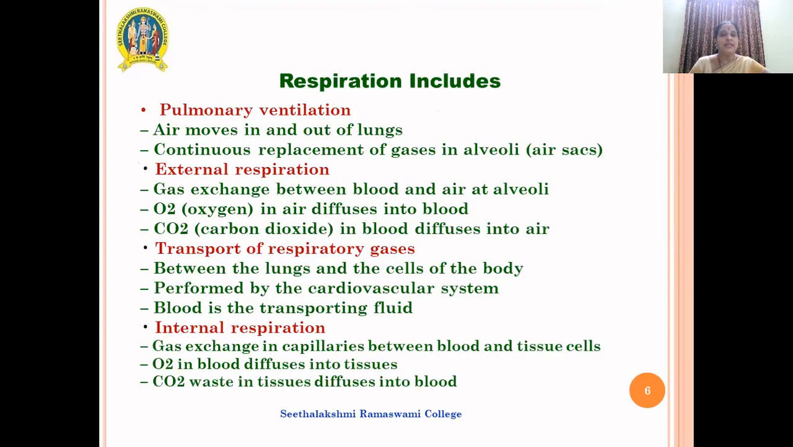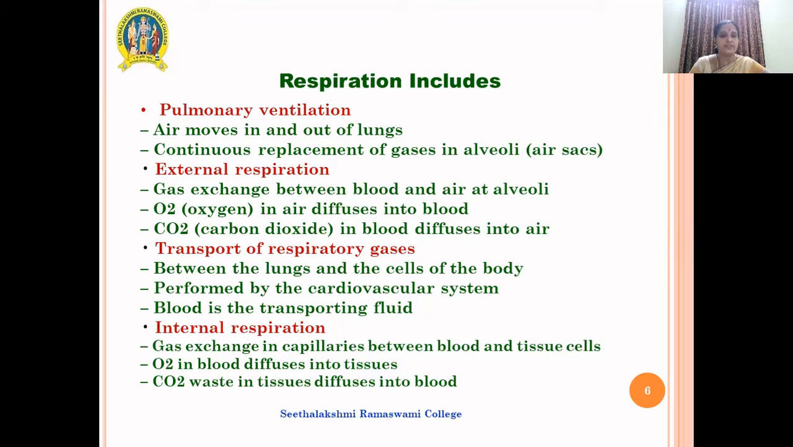So we can classify this respiration process as including pulmonary ventilation, wherein the air moves in and out of the lungs, with continuous replacement of the two gases, namely oxygen and carbon dioxide, in the alveoli. Alveoli are nothing but the air sacs, which are part of the respiratory system, which we'll be seeing in detail in the later slides.